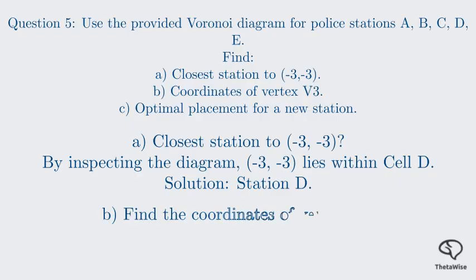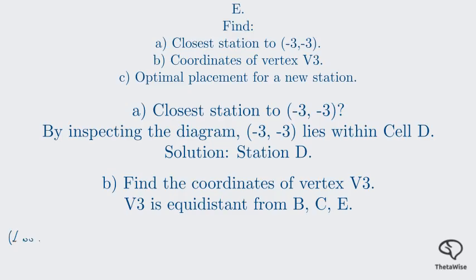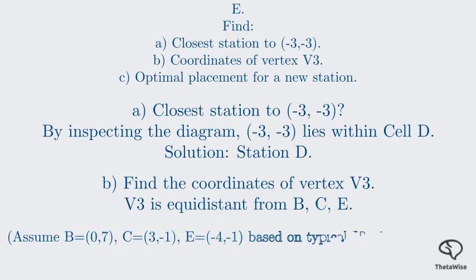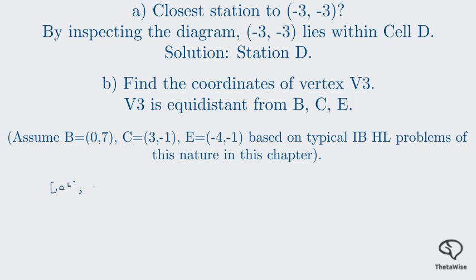The diagram shows V3 is the vertex where the cells of B, C, and E meet. So V3 is equidistant from B, C, and E. Using the coordinates from a similar problem in the textbook, let's assume B is at (0, 7), C is at (3, 1), and E is at (4, 1).